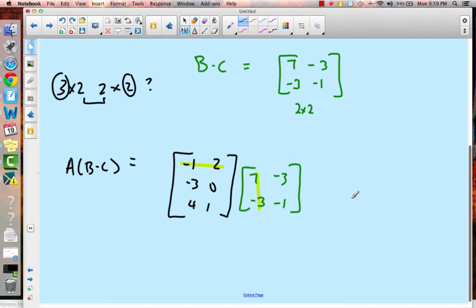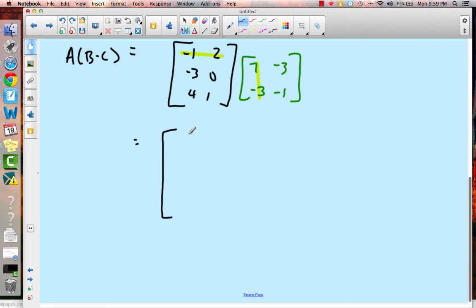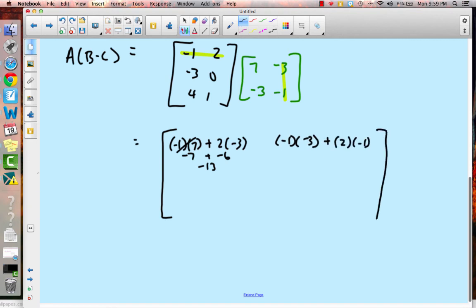So that's going to get us, let's see, equals, let me extend the page. Negative 1 times 7 plus 2 times negative 3. So remember, first and first, second and second. Okay? And that gets us negative 7 plus negative 6, okay, which is negative 13. Okay, so that takes care of the first. And then first row, second column. So that gets us negative 1 times negative 3 plus 2 times negative 1. Okay, when we simplify, we get 3 and negative 2, which gets us a positive 1 for that element.